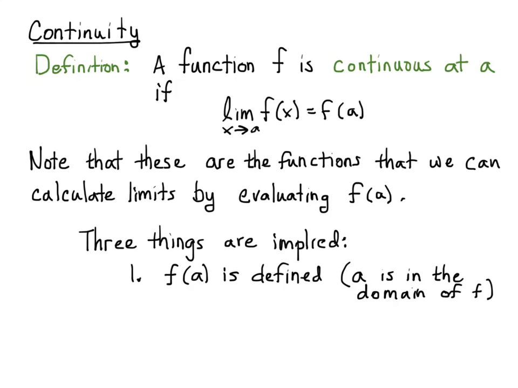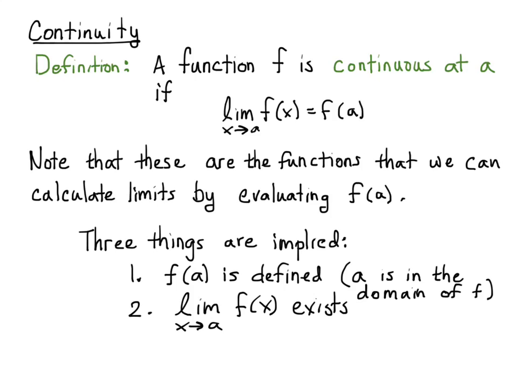And with this definition, there's actually three things that are implied here that perhaps aren't explicitly stated. The first one is that f at a is defined. So what this means in ordinary language is that a is part of the domain of f. So we're not doing anything like dividing by 0 or taking the square root of a negative number or anything like that. So that's one of the things that this definition implies.